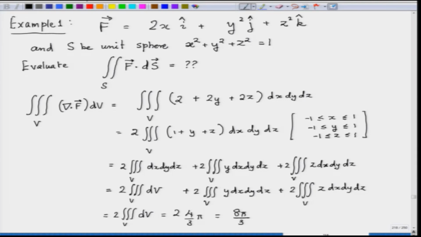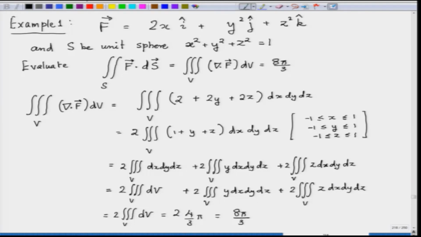Now, by Gauss theorem I know that this is nothing but the volume integral of it, and that is exactly the answer. So, here we have the answer. Okay. So, we have done one example.